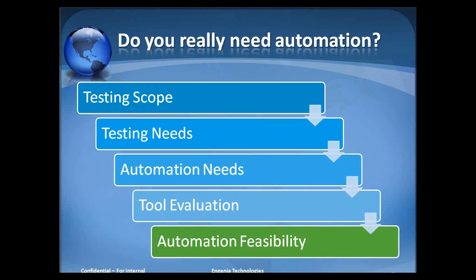Well, the next slide would display some of the characteristics or yardsticks which you can use to see whether you actually need automation in your application or not. So the first step to determine that you actually need an automation is to define the testing scope.